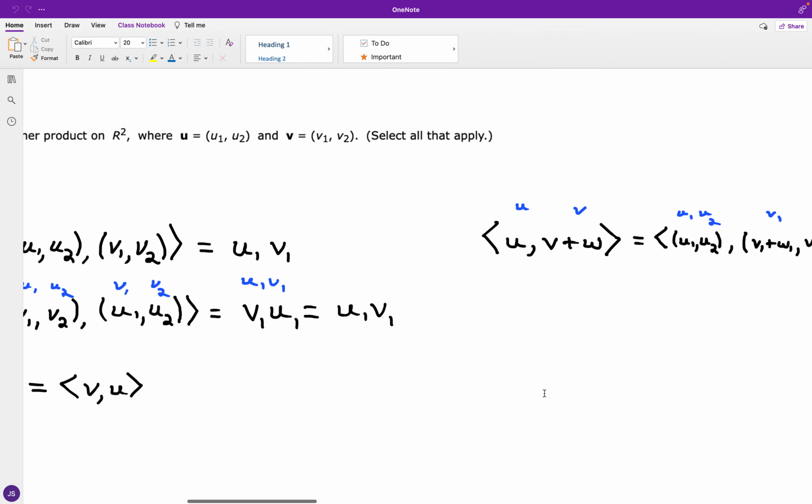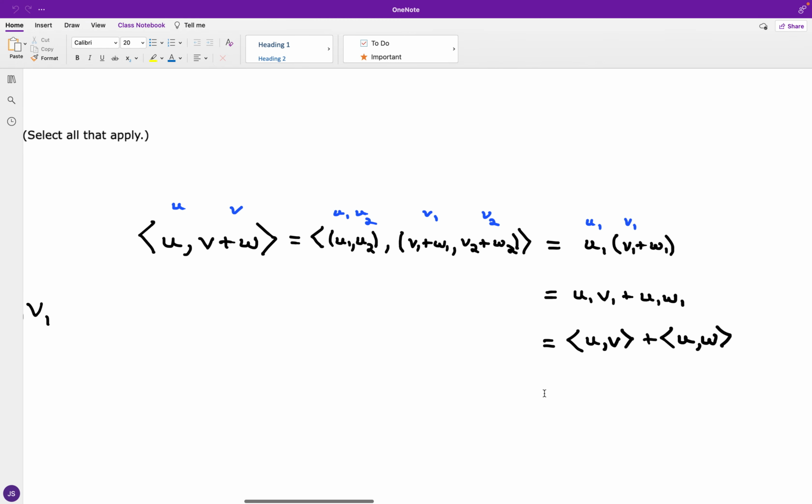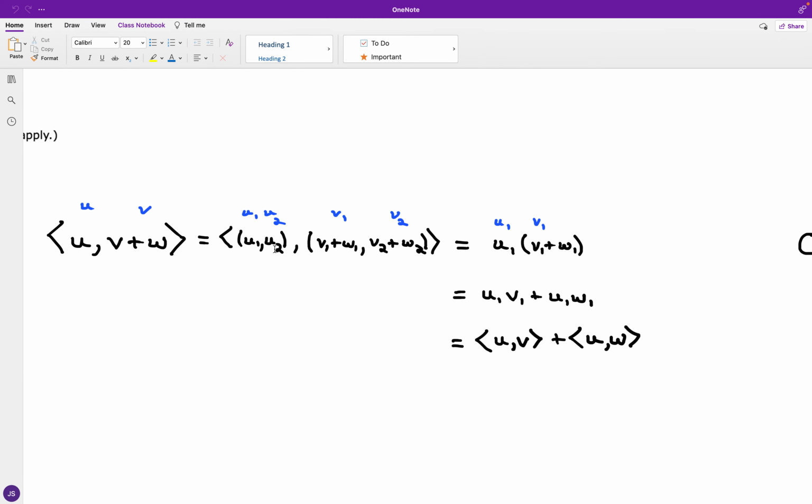Now for the second one, we have u and v plus w. Again, u consists of u sub 1, u sub 2, and for v plus w we have the components v sub 1 plus w sub 1, followed by v sub 2 plus w sub 2, analogous to what we did for u sub 1 times v sub 1 in determining the inner product where u is paired with v. So we have the pairing of u and the sum of v and w.